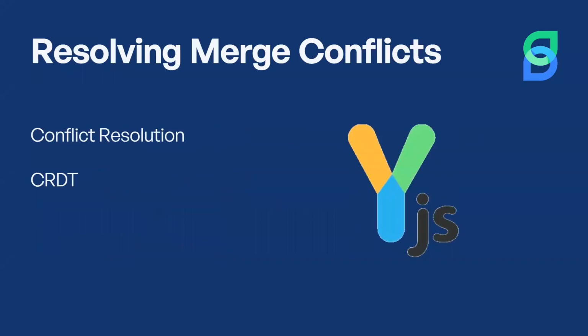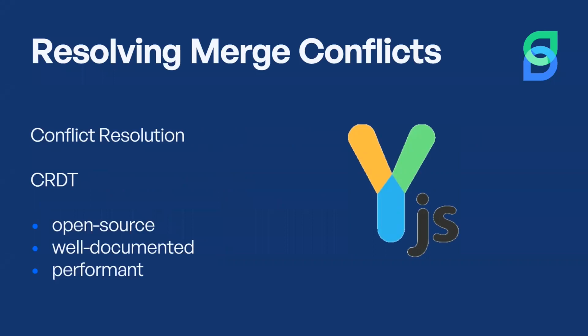For conflict resolution, we settled on YJS, an open source, well-documented, and performant CRDT library. All of these properties made it an attractive choice for our use case.